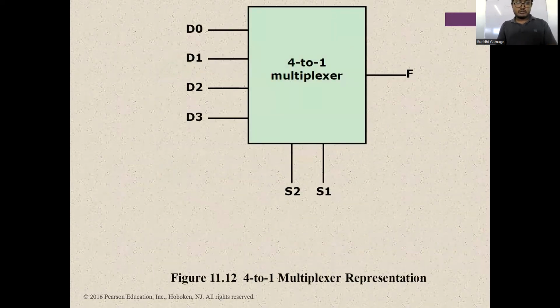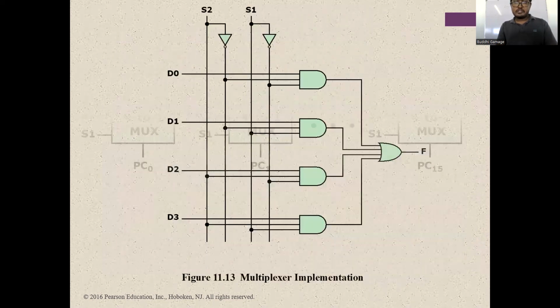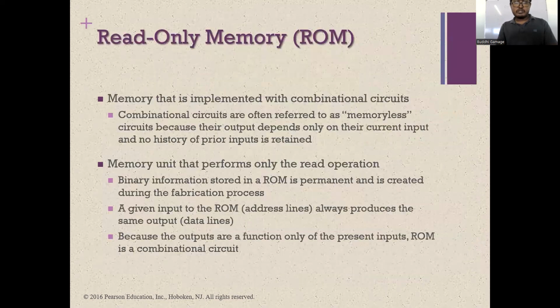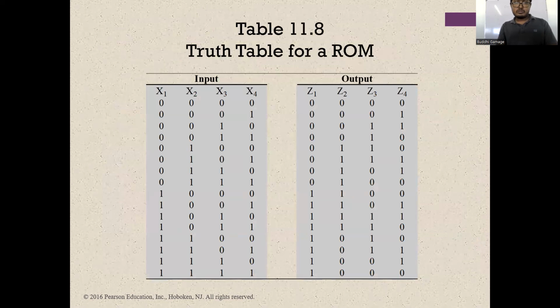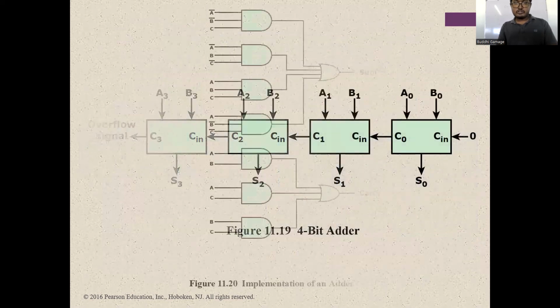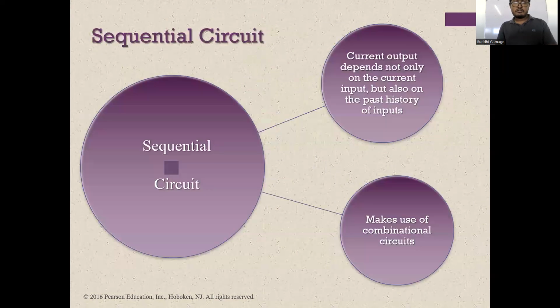Then we can go to the combinational circuits: multiplexer, adder circuits, and decoder, binary addition, up to this one.